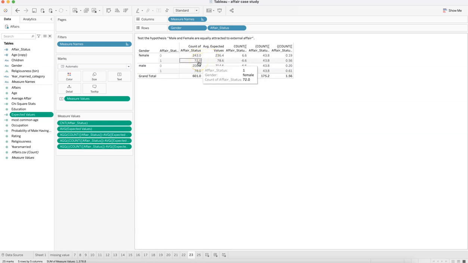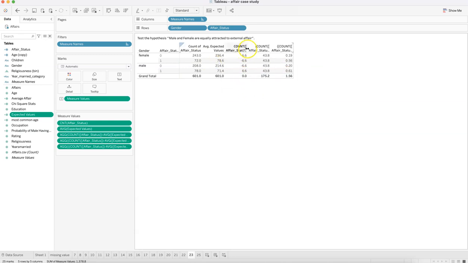And similarly 72 observation in case of female. However, based on the data set average, it should be 78, and so on and so forth. So overall, in both the cases, the output is the same. The total number of values will be the same. However, the actual values may differ because expected value is something we are calculating.